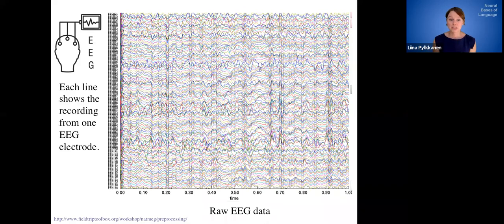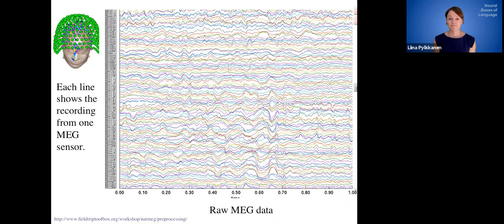And raw MEG data looks very similar. So again, here each line shows the strength of the magnetic field in this case over time. So the x-axis is time here. And again, now we're not measuring from the scalp, but the MEG sensors are actually a little bit further away, not touching the patient or subject at all in the way that in EEG they would be.